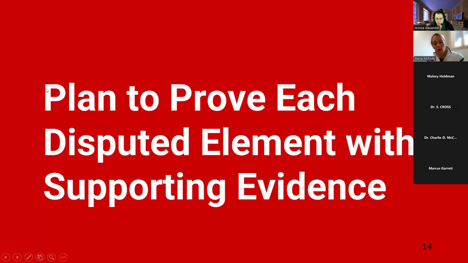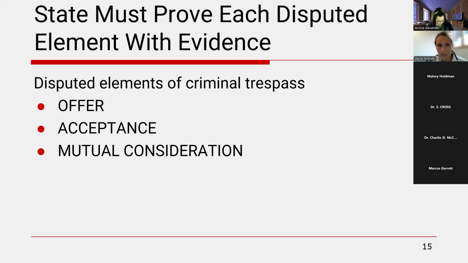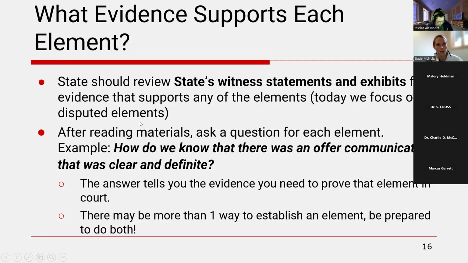Okay, so when you make your plan, you have to prove each disputed element with supporting evidence. This is giving a different example, but you review the witness statements and exhibits, and then here's how I do it: after I read the materials for each element, I say, how do I know that?